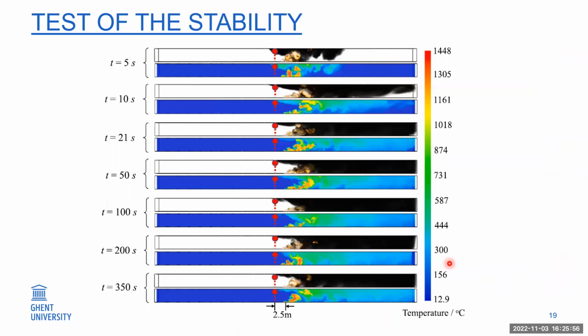This is the contour of the temperature field inversion. We can see that before 21 seconds, some smoke still crosses over the detected location, but after 21 seconds, the smoke is controlled at the location of the sensors.